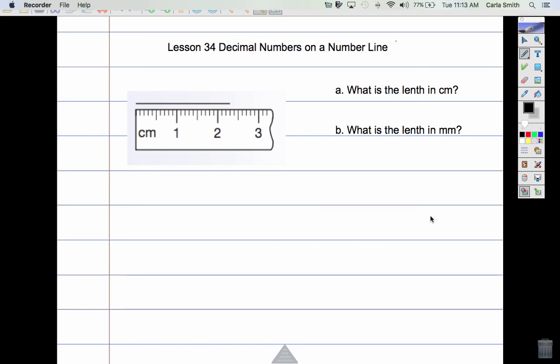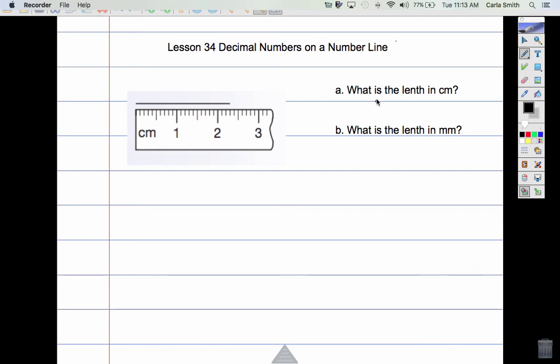Hi class, this is course 2, lesson 34, decimal numbers on a number line. So we're going to take a look at this ruler in centimeters, and we need to find what the length is in centimeters. So what we are going to do is count our centimeters. So I have 1 centimeter, 2 centimeters, and now I have to determine what my extra part is.